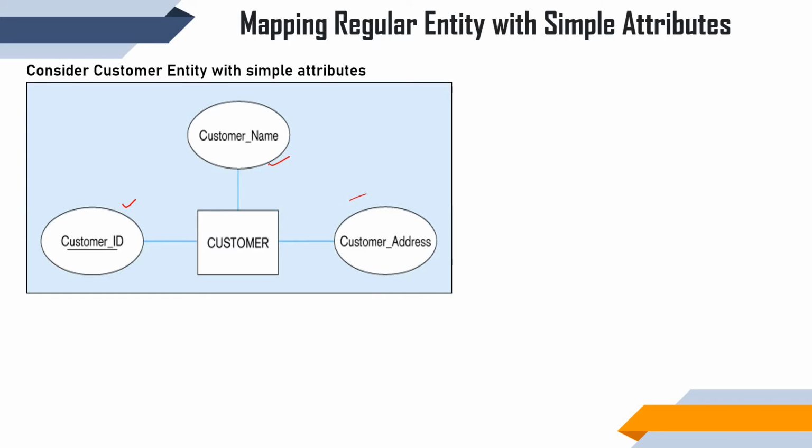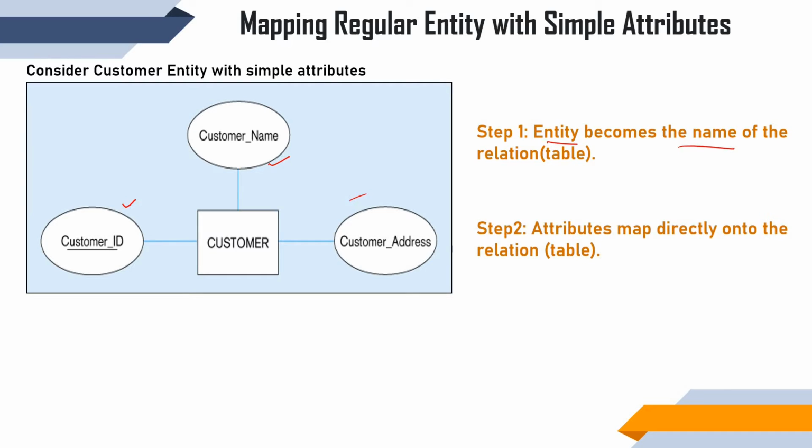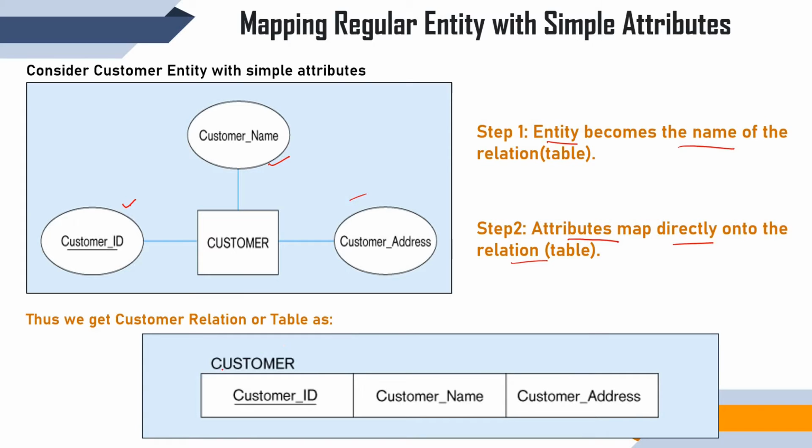Then what I have to do? I have to just map the entity customer into the table. Means I will form a table which has got the same name as that of the entity. That means I will form a table named customer. This is the first step. And then whatever attributes are there for the customer entity, they will be just normally mapped into the relation or table structure. So you can see that this customer table has got only 3 attributes: customer ID, customer name, customer address. But remember, I have assumed that customer address is a simple attribute.